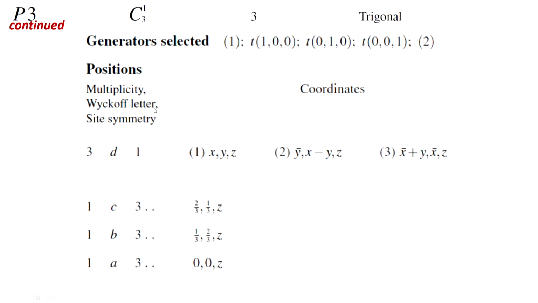You have relatively few special positions in this, and the general position has a multiplicity of 3.